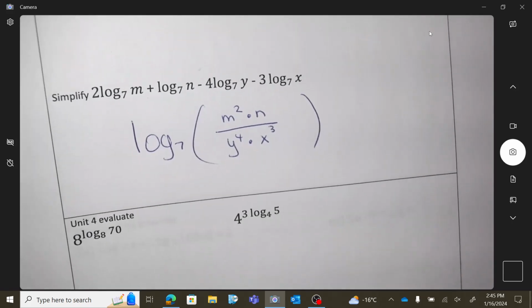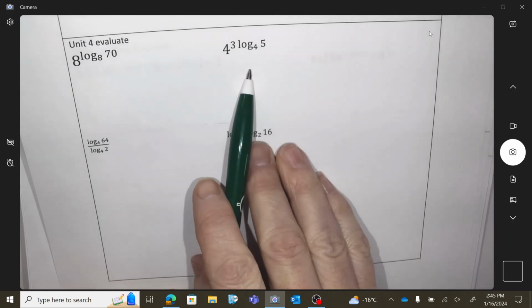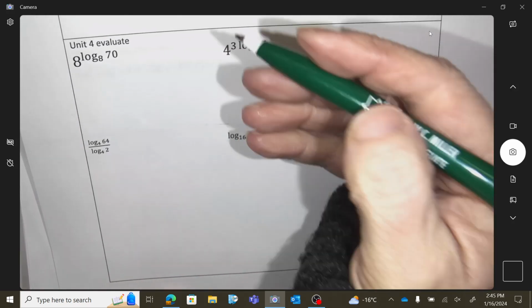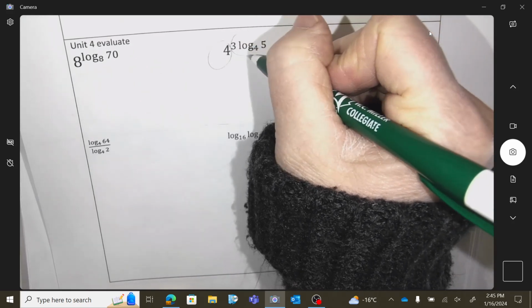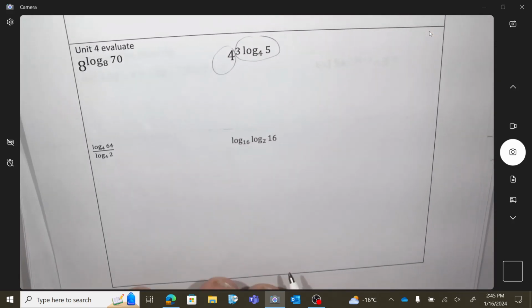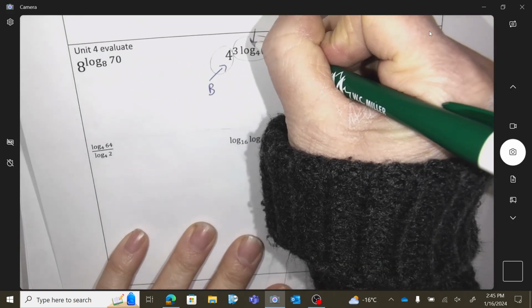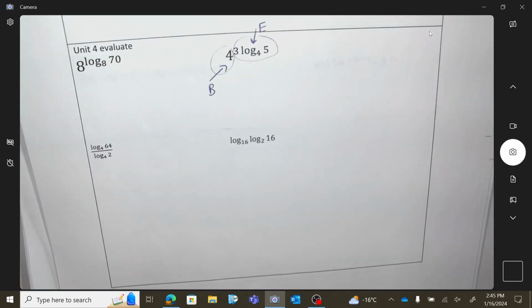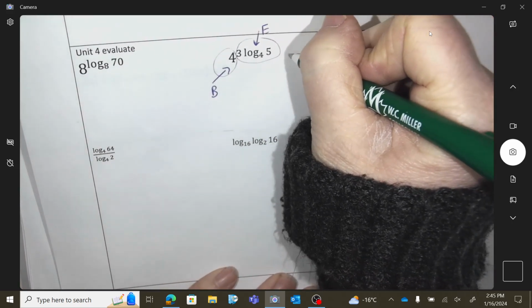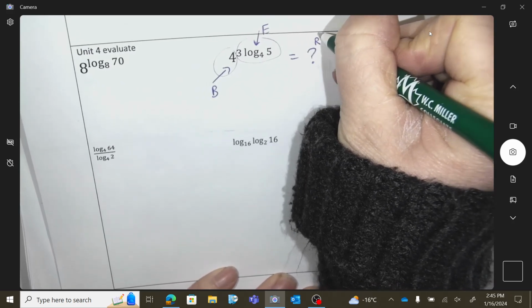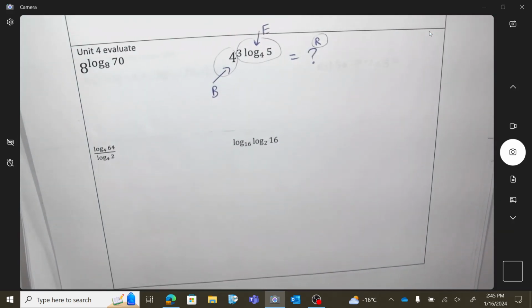Okay, evaluate. Let's jump to number 2. They're the same, but this one's harder. Okay, what I'm going to do is identify this as a base. I'm going to identify that entire thing as an exponent. And I'm going to write equals a result. Remember all your positions? So right now it's in what kind of format? Exponential. A base to an exponent, that's exponential.